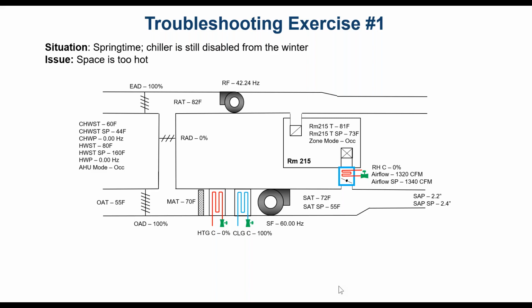Okay, so let's get started with troubleshooting exercise number 1, now that we have been acclimated to what we're really looking at. The situation is this: it's springtime. The chiller has been disabled for winter and it's still disabled. So maybe they didn't have glycol in their system and they had to drain the chilled water pipes. They hard disabled the chiller for winter and they haven't got around to starting it back up yet because it's early spring. Now the issue is the space temperature is just too hot.